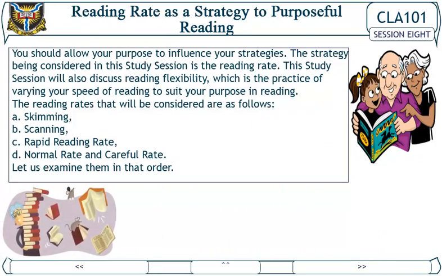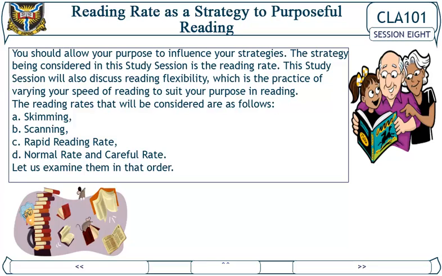You should allow your purpose to influence your strategies. The strategy being considered in this study session is the reading rate. This study session will also discuss reading flexibility, which is the practice of varying your speed of reading to suit your purpose in reading. The reading rates that will be considered are as follows. A. Skimming, B. Scanning, C. Rapid reading rate, D. Normal rate and careful rate. Let us examine them in that order.